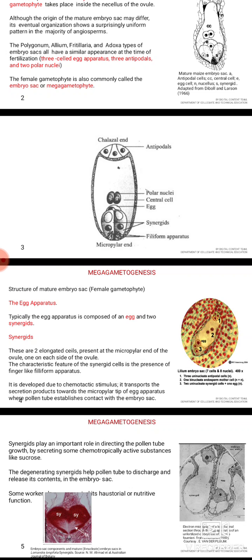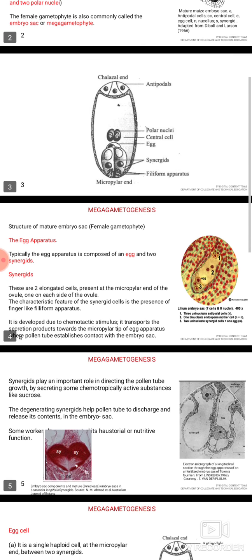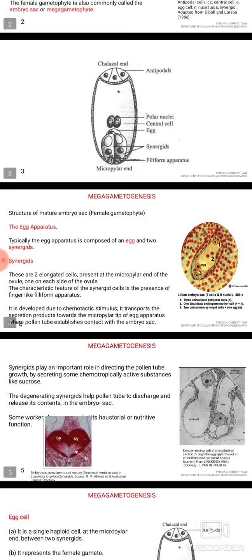The synergids are 2 elongated cells present at the micropylar end of the ovule, one on each side of the egg. The characteristic feature of the synergid cell is the presence of a finger-like filiform apparatus. It is developed due to chemotactic stimulus. It transports a secretion product towards the micropylar tip of the egg apparatus, where the pollen tube establishes contact with the embryo sac.